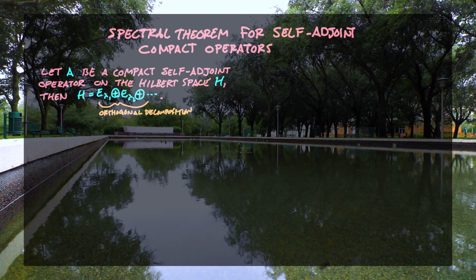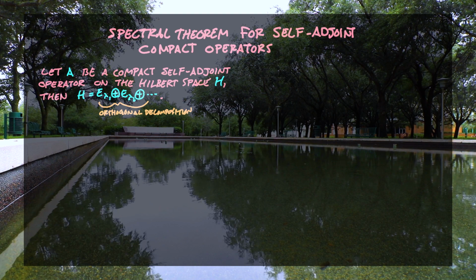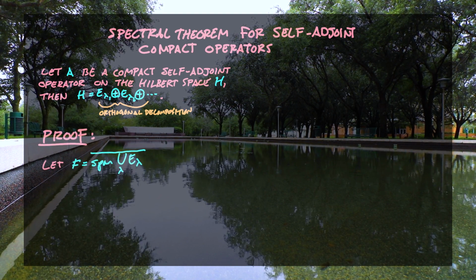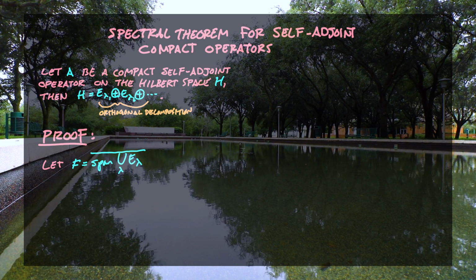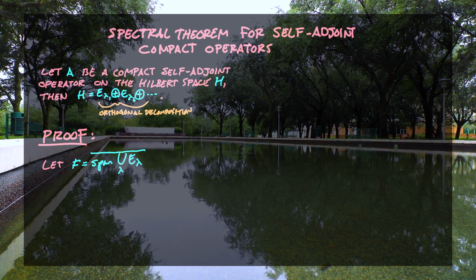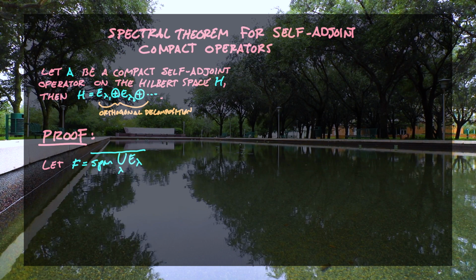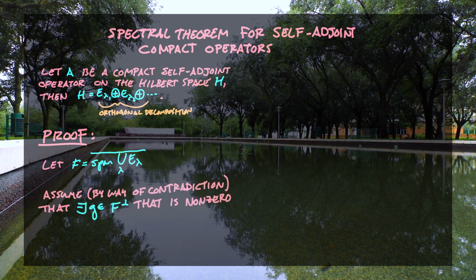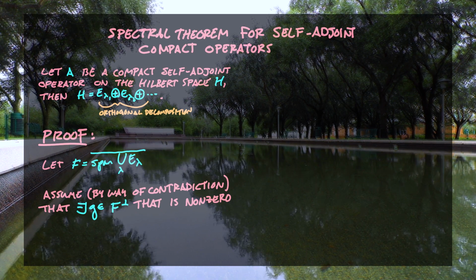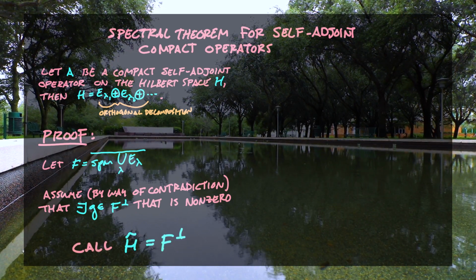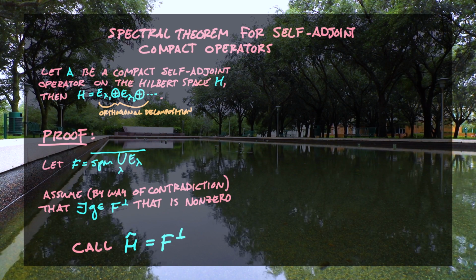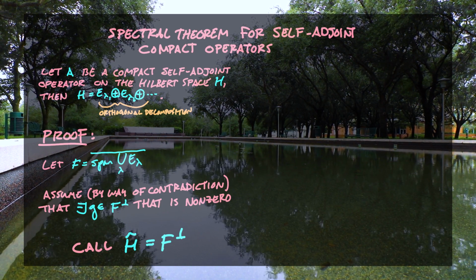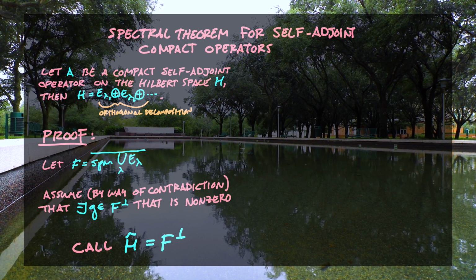To prove this, we start by taking the closure of the span of all E lambdas, and we write this as F. What we want to see is if there's anything left outside of F. If there is, there should be at least one function orthogonal to F in H. Let's write this collection of all functions orthogonal to F as the Hilbert space H tilde. Now H tilde can't have any eigenfunctions since all of those are in F. Every element of F can be written as a limit of linear combinations of eigenfunctions.